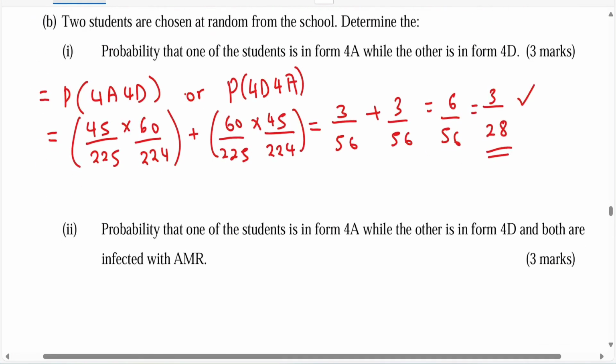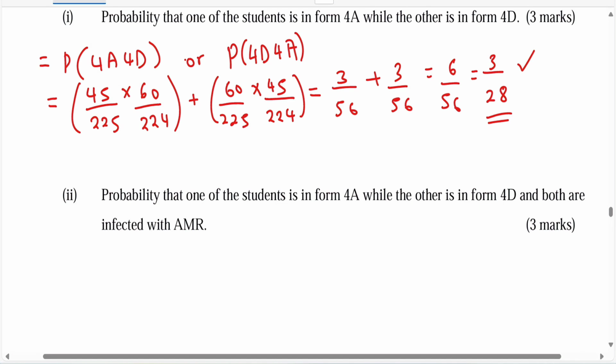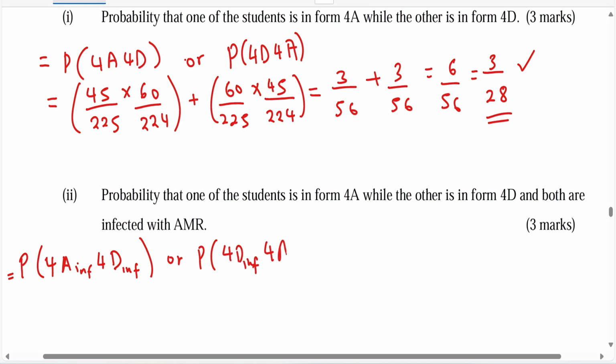So tuendelee. Roman 2 says the probability that one of the students is in Form 4A while the other is in Form 4D and both are infected with MR. So how do you write the probability function or equation? So there's a probability that the first student can come from Form 4A and be infected. And the second student can come from Form 4D and also be infected. Okay, or you can find that the first Form 4 student comes from Form 4D and gets infected. The other student comes from Form 4A and also gets infected.